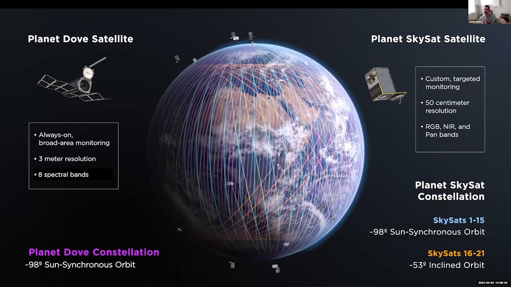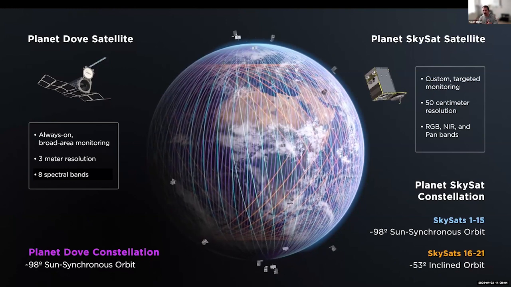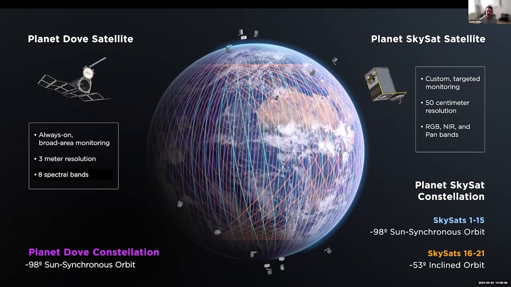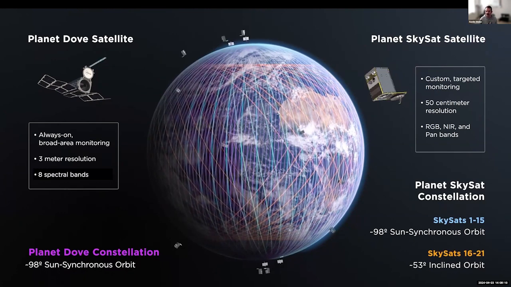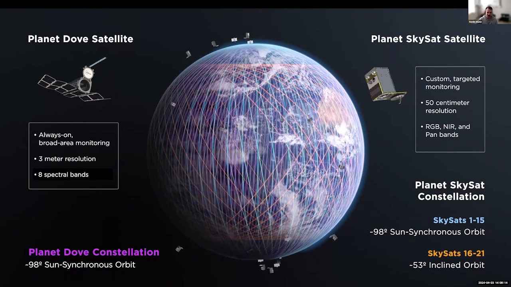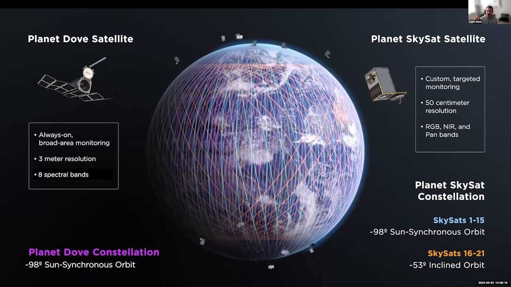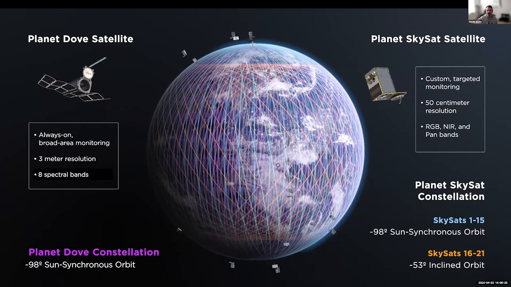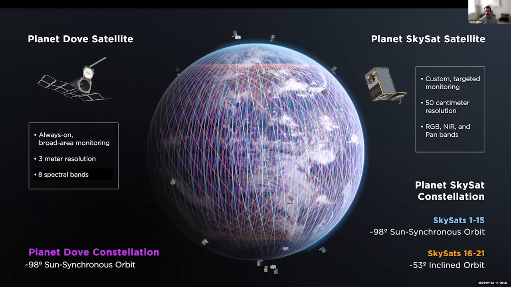Our Dove satellites capture data at 3 meters with 8 spectral bands. We have the counterpart, SkySat, which is our high resolution tasking satellite. This is capturing imagery at a native resolution of 70 centimeters with a visual product of 50 centimeters, and it's collecting imagery on an on-demand basis. So someone will actually say, I need an image over this particular area at a specific time.